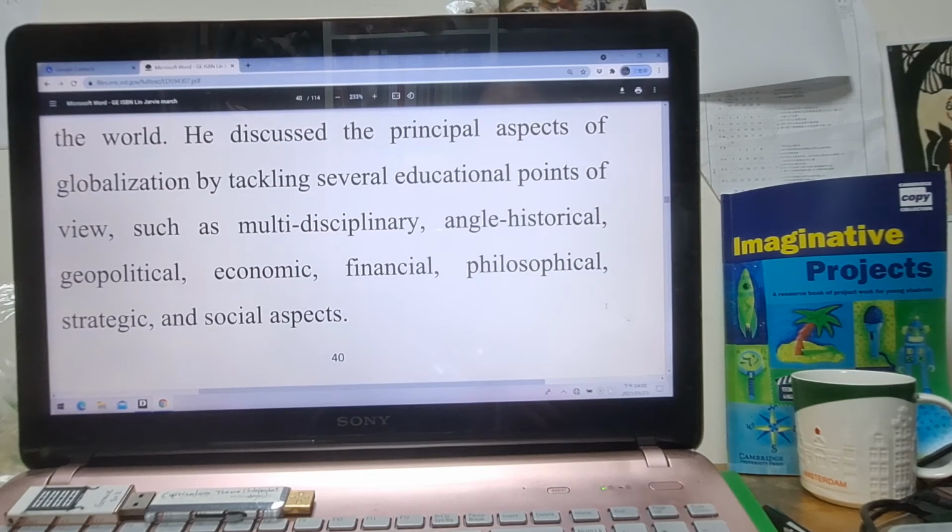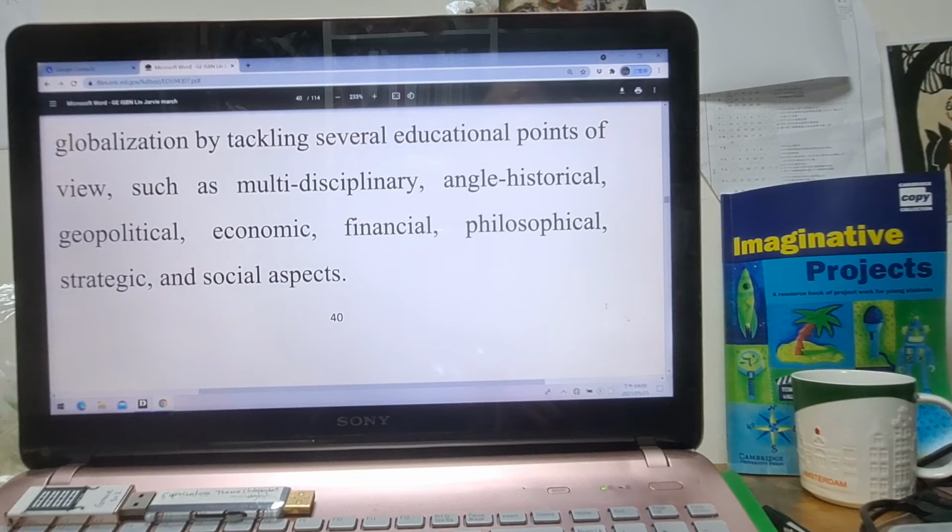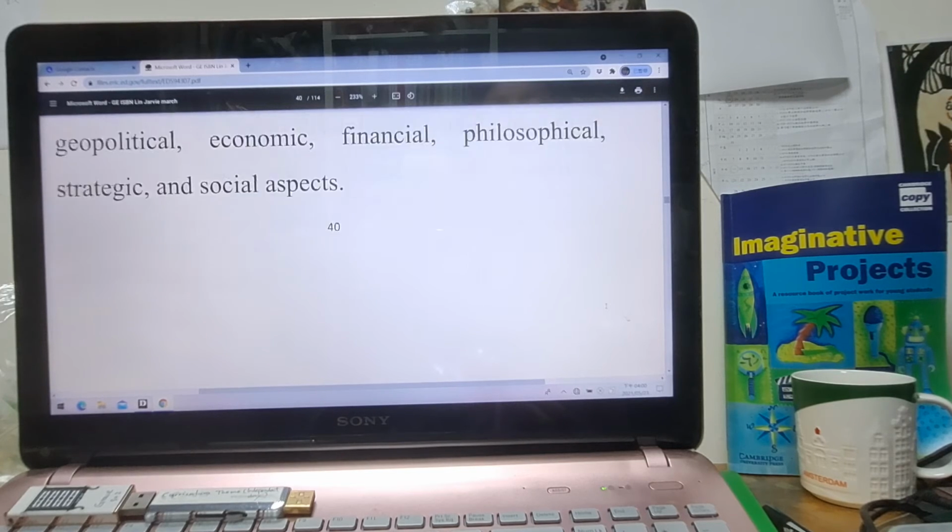such as multidisciplinary, Anglo-historical, geopolitical, economics, financial, philosophical, strategy, and the social aspects.